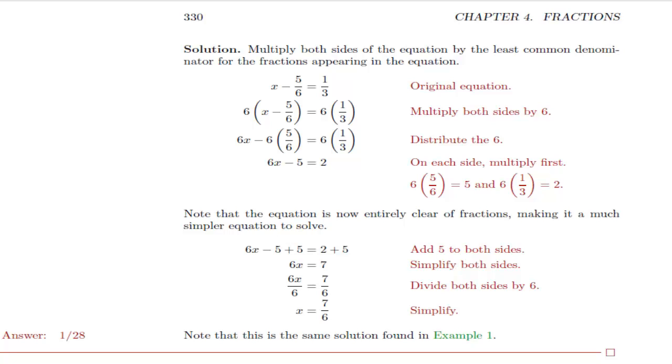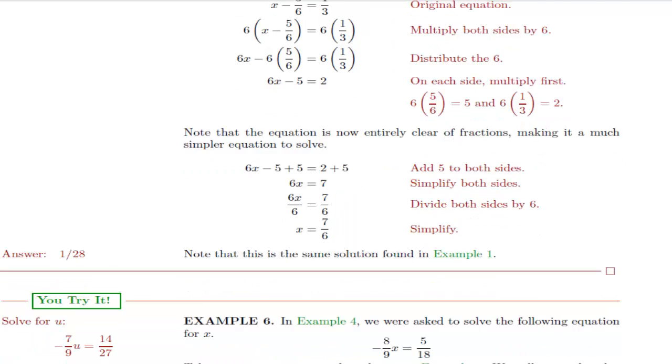So with 6x minus 5 equals 2, we'll isolate the variable term by adding 5 to both sides. On the left we get 6x, and on the right 2 plus 5 is 7. Then divide both sides by 6 to get x by itself. 6x divided by 6 is x on the left, and on the right 7 divided by 6 is just 7/6. Note that this is the same solution found in example 1, x equals 7/6.